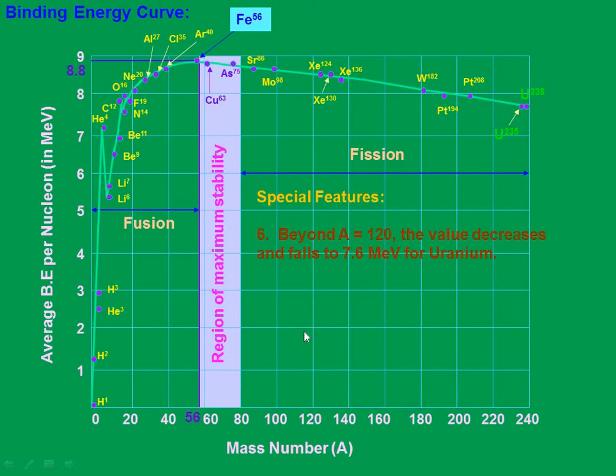Coming to the next one, beyond A equal to 120 the value decreases and falls to 7.6 MeV for uranium. Look here, after 120 it is getting reduced. After 120, look how it falls for uranium 92, 235, 236, 238. It was around 7.6 MeV, while for iron it was 8.8. You may feel that there is not much difference between 7.6 and 8.8, but how significant it is when we consider radioactivity, you will understand.